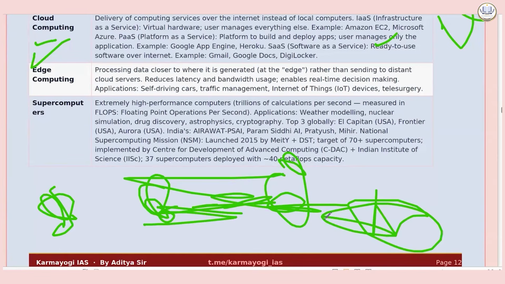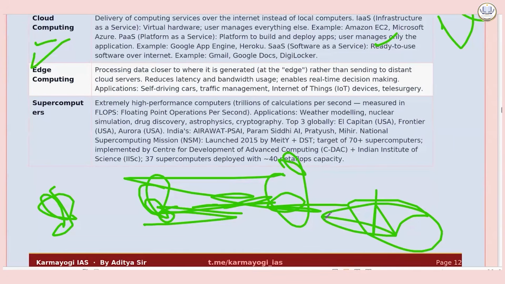Supercomputers are extremely high performing computers, doing trillions of calculations per second, measured in FLOPS, floating point operations per second. Applications: weather modeling, nuclear simulation, drug discovery, astrophysics, cryptography. The top 3 globally are El Capitan in USA, Frontier USA, Aurora USA. India has Airavat, PSAI, Param Siddhi AI, Pratyush, Mihir.